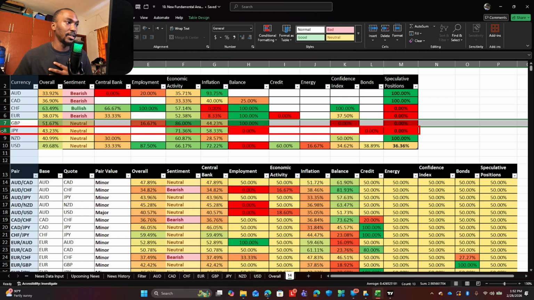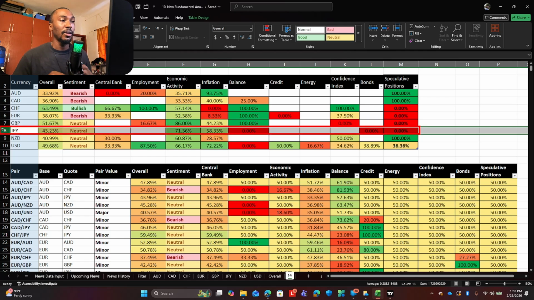Then we have the Japanese yen, right? The Japanese yen, neutral too. How? Economic data is good. The inflation data is just a little bit above the average. The balance sheet, gone. The bonds, another gone.